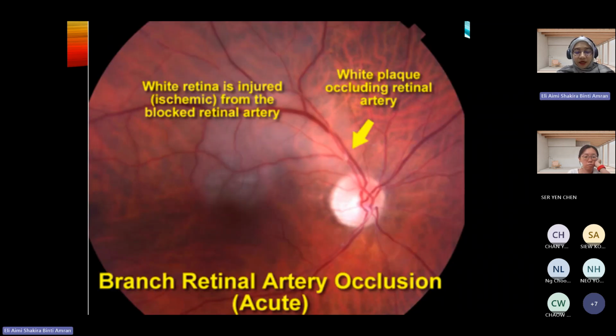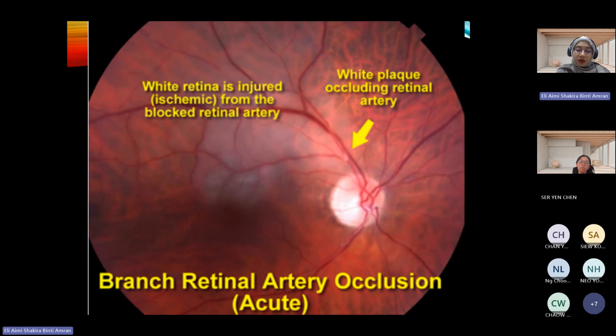Next, the white retina is injured, ischemic from the blocked retinal artery. So you can see a whitish fundus, and the white plaque. But the white plaque you can also miss because it's very small. If it's blocked, then the fundus can be ischemic, or oxygen deprived. This we call branch retinal artery occlusion.